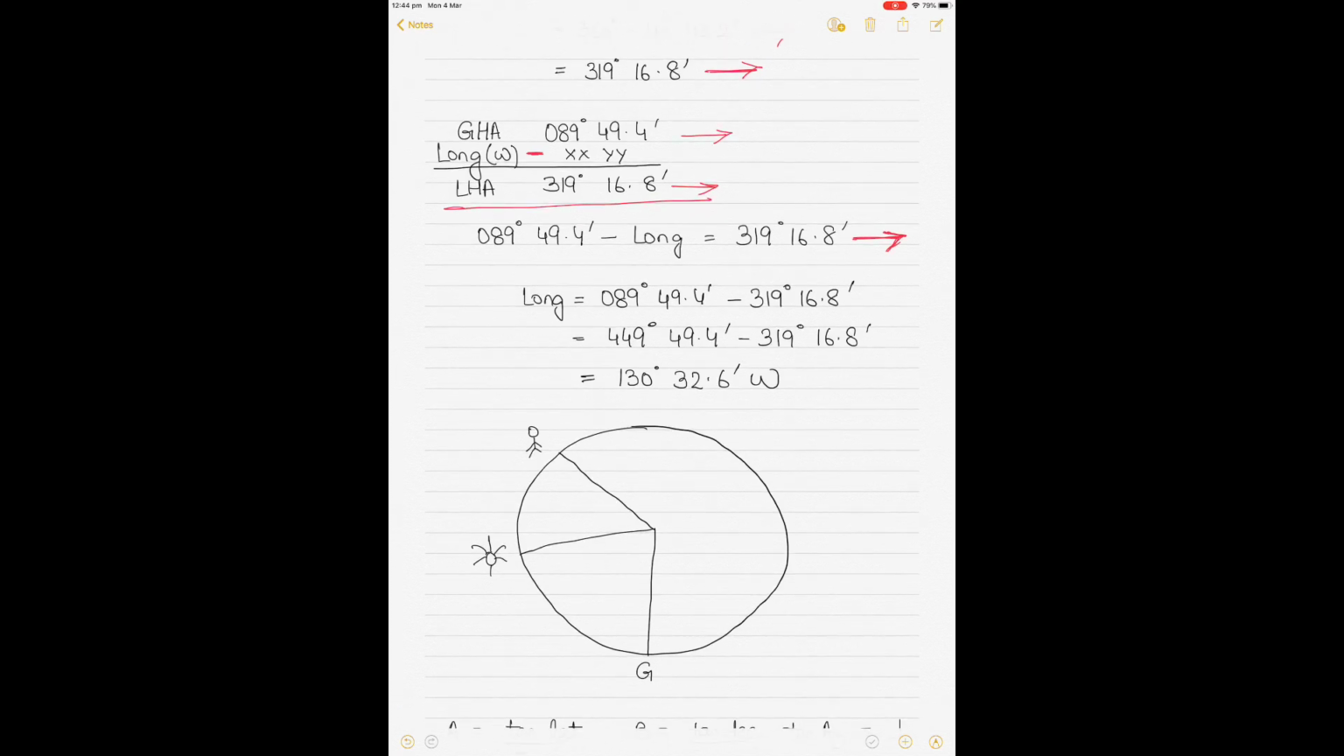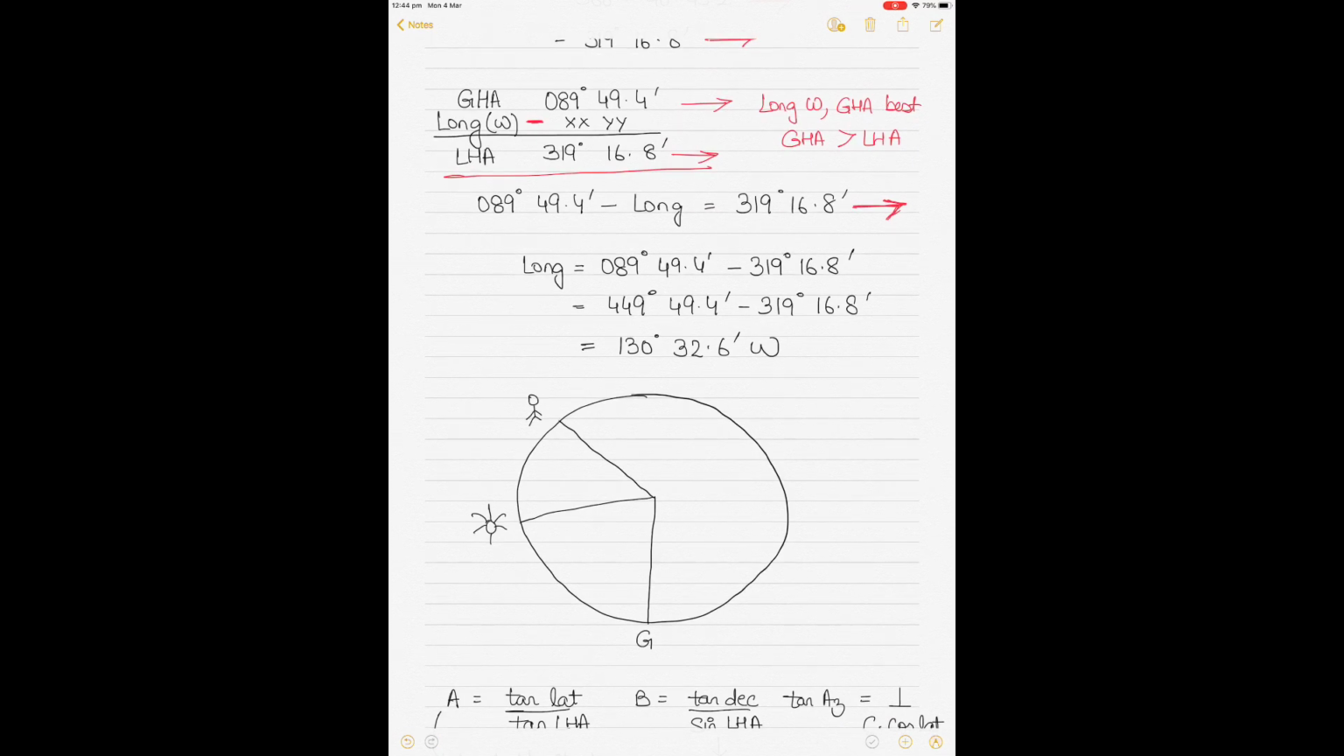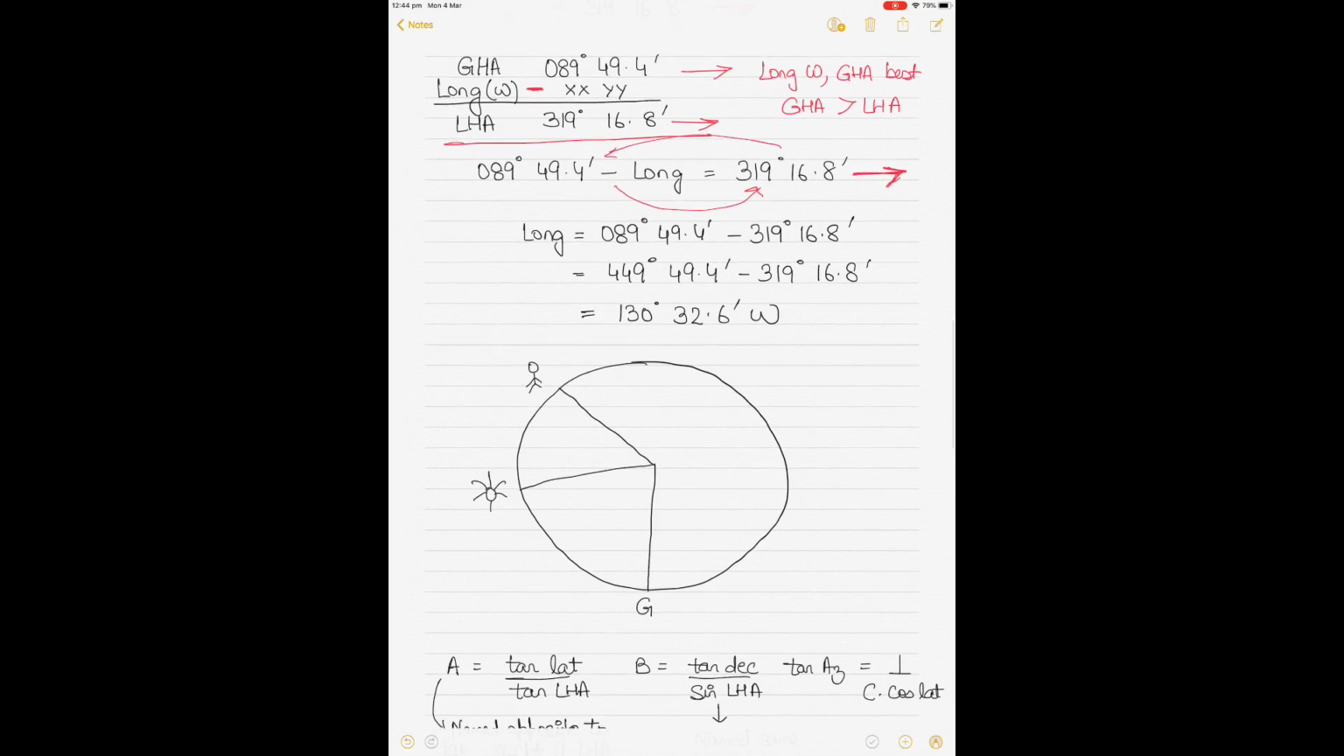So this is longitude west, and my GHA is the bigger one. That means GHA should be more than LHA. Now when I write this equation using simple mathematics, I can take my longitude to the other side. This is my unknown, and I will take my LHA here. This is how the equation is written.